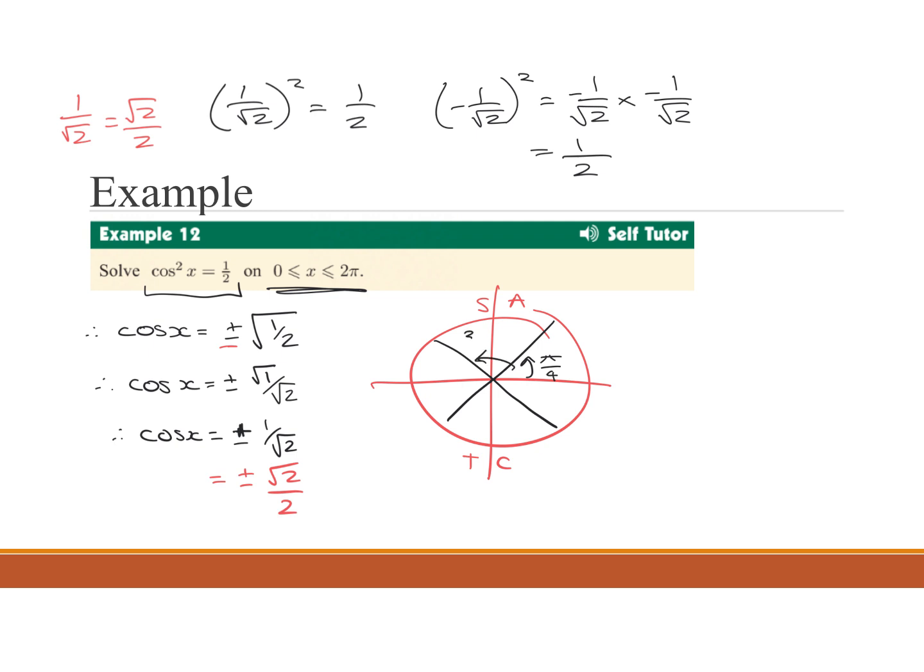then we've got 3 pi on 4, come around again, we've got 5 pi on 4. And if we come around one more time, we have 7 pi on 4. Okay, so we can therefore say that x is equal to pi on 4, 3 pi on 4, 5 pi on 4, and 7 pi on 4.